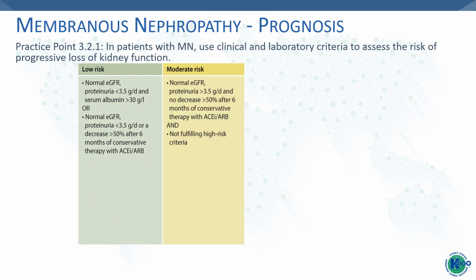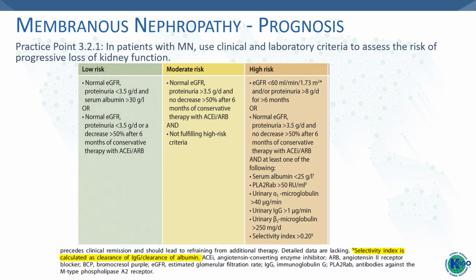You will consider the patient as moderate risk if the patient has normal eGFR, but this time with proteinuria more than 3.5 gram and no decrease of more than 50% after 6 months of therapy, and not fulfilling the high-risk criteria that I will mention. You consider the patient high risk if the GFR is low, with proteinuria more than 8 gram for more than 6 months, or if the patient has the same criteria as moderate risk, normal GFR, proteinuria above 3.5, no decrease in proteinuria, and one of these criteria. So moderate risk with one of these criteria is considered high risk. If the patient is not fulfilling these high-risk criteria, the patient will be considered moderate risk.